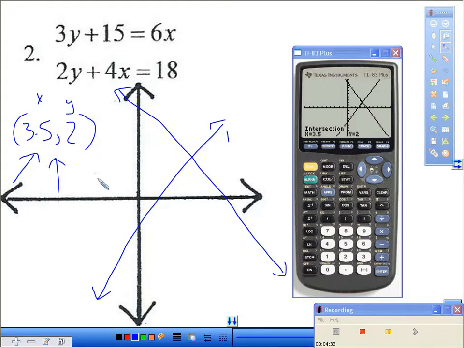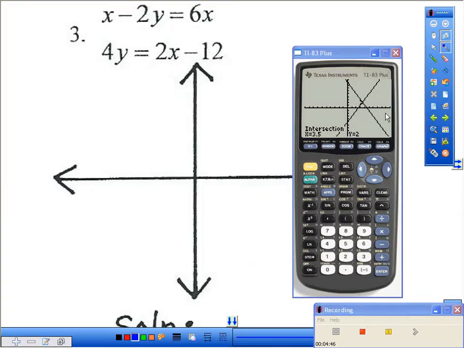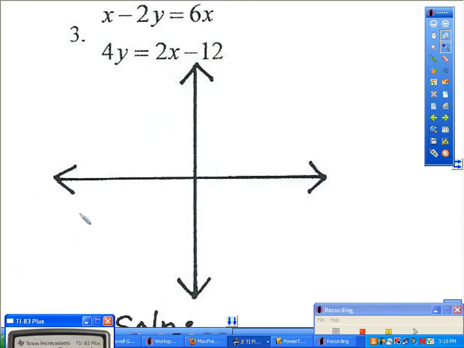So again, on number 2, since these two lines crossed at a single point, we had a single ordered pair. That was our solution to that equation. Looking at number 3, we have another system of equations where we'll need to solve for y before we can graph them.